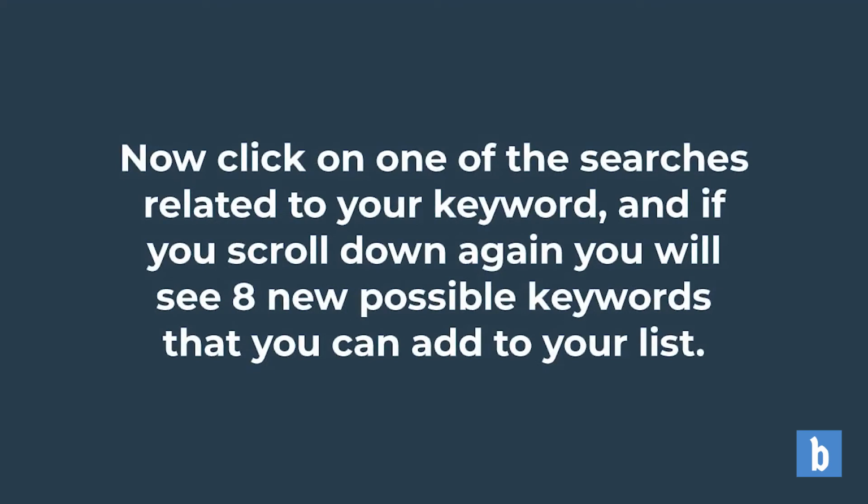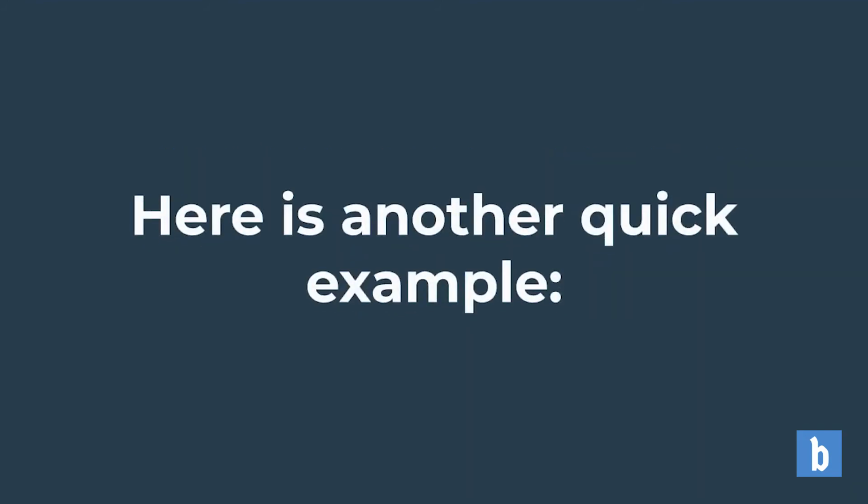Now click on one of these searches related to your keyword. And if you scroll down again, you will see 8 new possible keywords that you can add to your list. Here is another quick example.